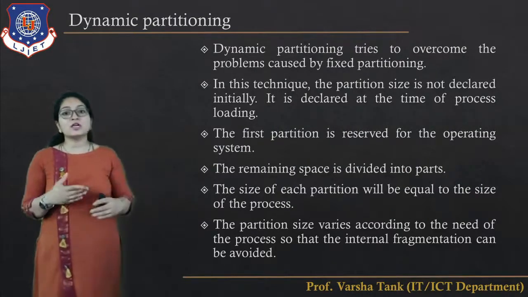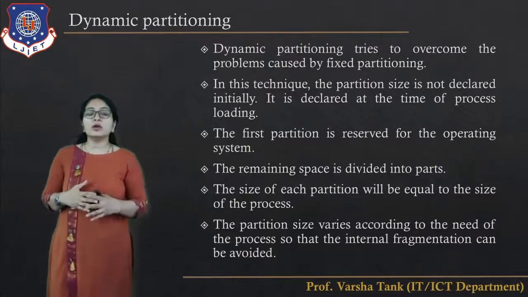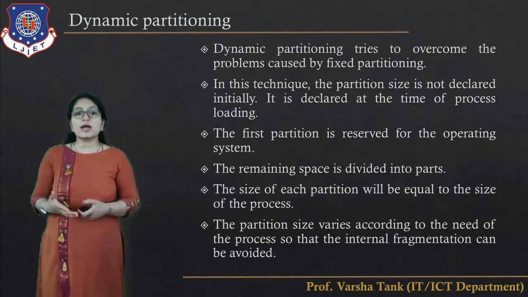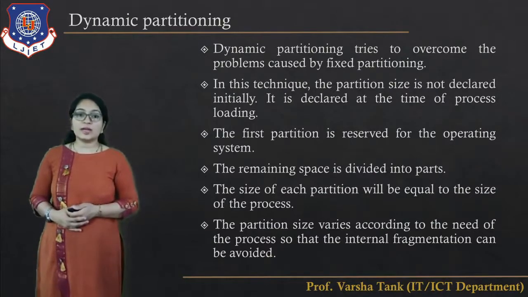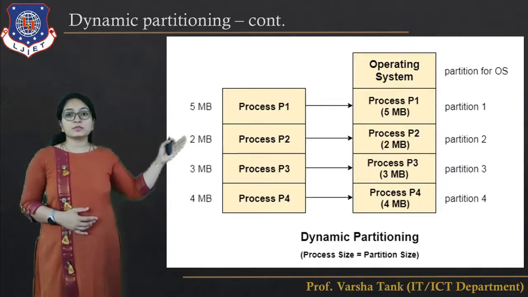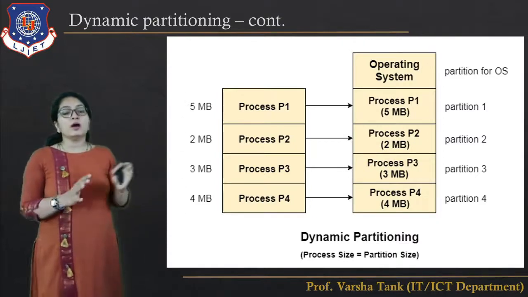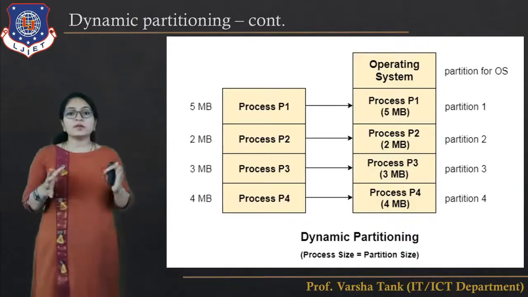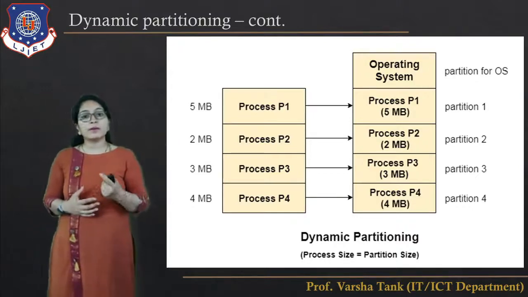The partition is reserved for the operating system, as in fixed partitioning also. The size of each partition will be equal to the size of the process. The partition size varies according to the need of the process, so internal fragmentation can be avoided. Now here you can see the meaning of dynamic partitioning. Processes P1, P2, P3 and P4 are there. First the operating system is there, and the rest of the memory is contiguously available. Now process P1 comes, and it requires 5 MB, so 5 MB will be allocated to process 1 and it will become partition 1.